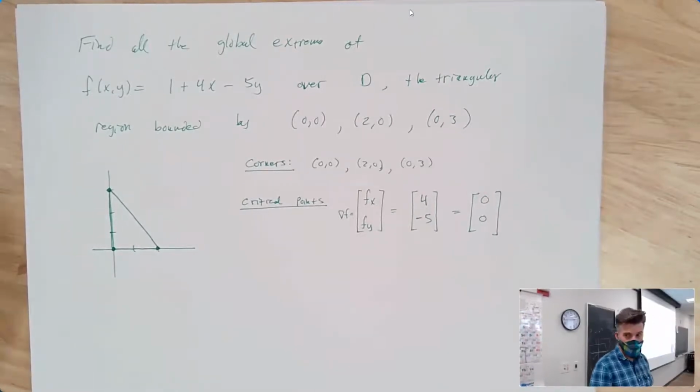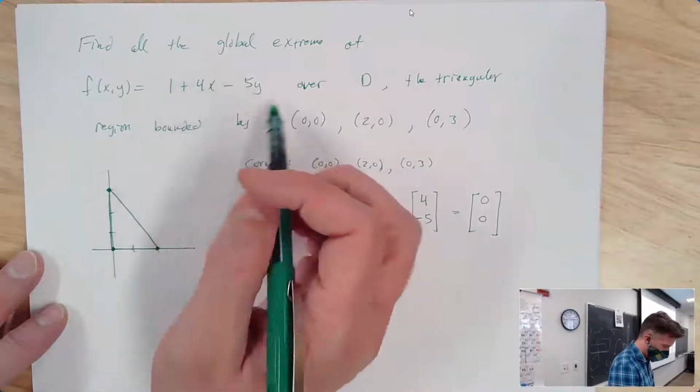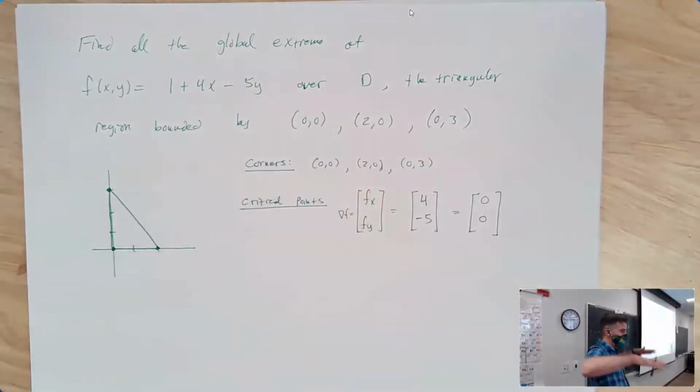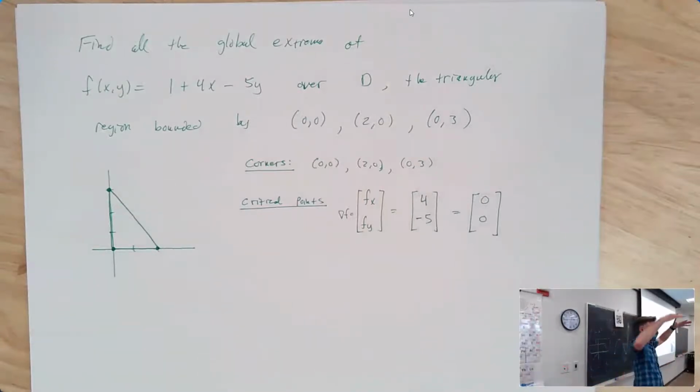I should point out this function is a plane, and unless it's a flat plane, which it is not, a plane just slopes upward or downward. There's not going to be any humps. There's not going to be any relative extrema in a plane because it's either always going up or always going down. So we're not going to get any critical points here. Kind of like a line, right? A straight line doesn't have any critical points because it never turns directions.